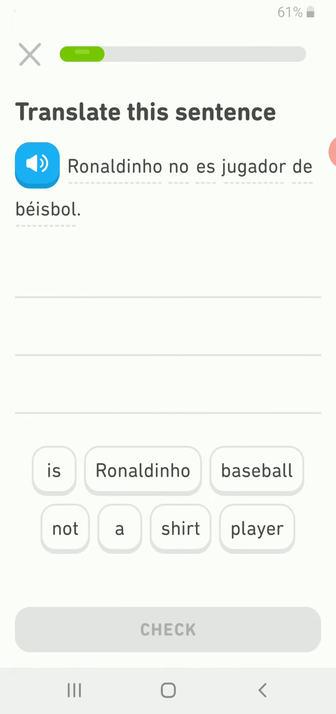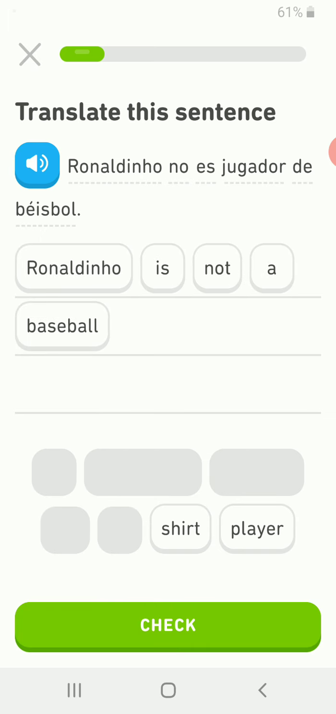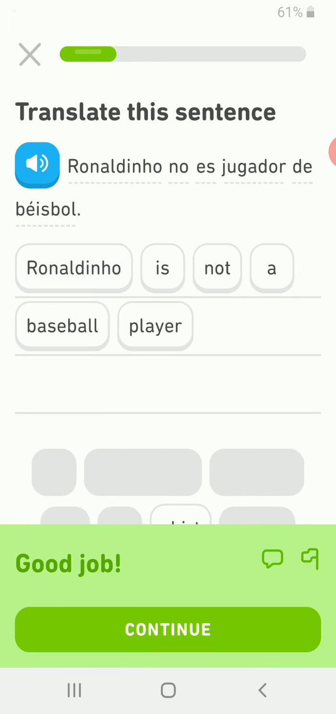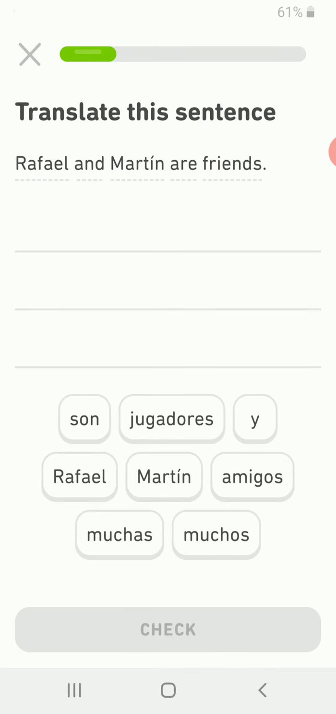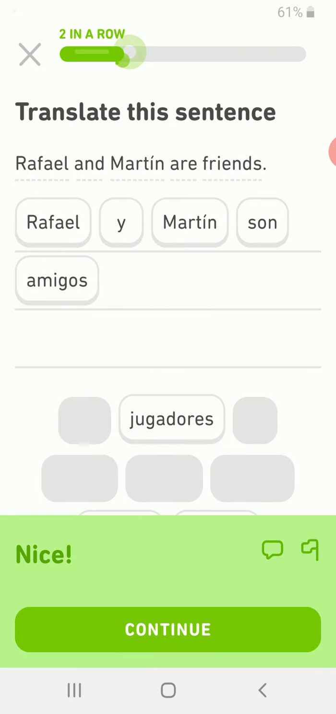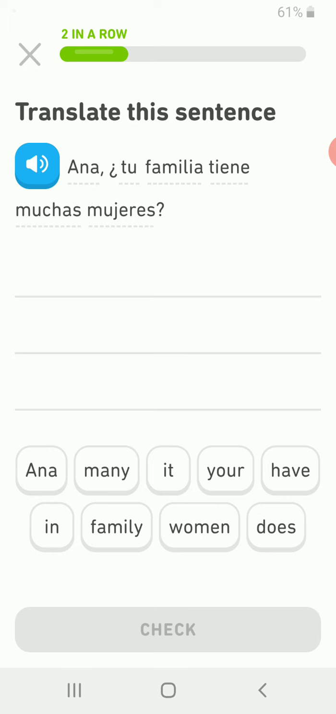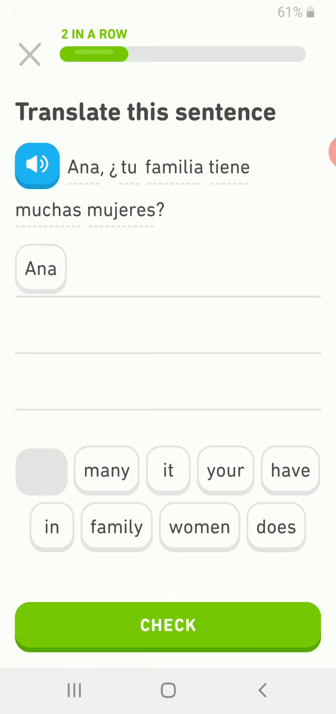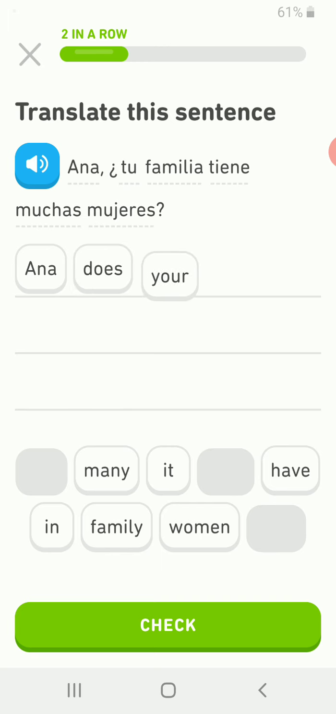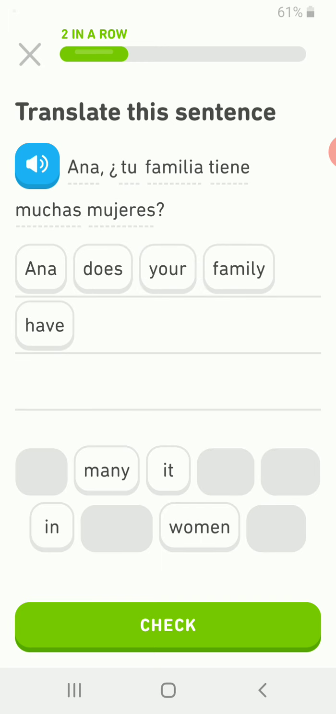Ronaldinho no es jugador de béisbol. Ronaldinho is not a baseball player. Baseball. This is how you say it. And Rafael and Martin are friends. So Rafael y Martin son amigos. Very easy. ¿Ana, tu familia tiene muchas mujeres? This is a question. Ana, does your family have many women?